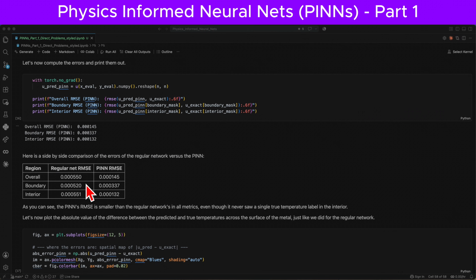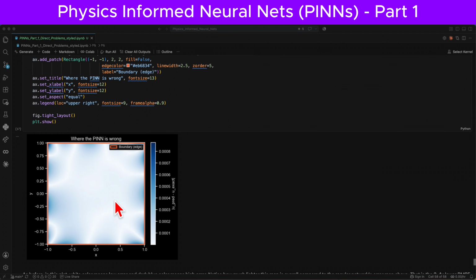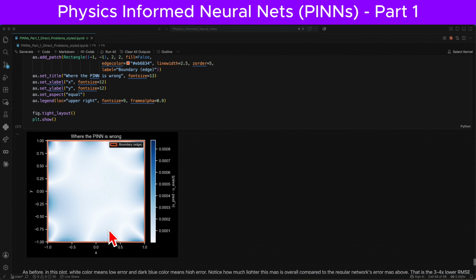As you can see, the PINN's RMSE is smaller than the regular network's on every single metric, even though it never saw a single true temperature label in the interior of the metal. Let's also plot the absolute value of the difference between the predicted and true temperatures across the surface, just like we did for the regular network. Again, white means low error and dark blue means high error. And notice how much lighter this map is compared to the regular network's error map. That is the 3 to 4 times lower RMSE showing up spatially.